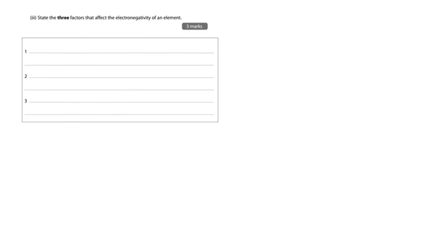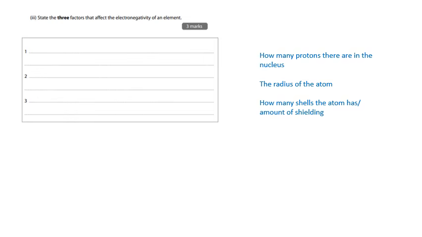State the three factors that affect the electronegativity of an element. Why are some atoms more attractive to these shared electrons? And the answer is 3 marks, so 3 different things. How many protons there are in the nucleus? If you've got more protons in the nucleus, then the electrons are going to be more attracted to that nucleus.